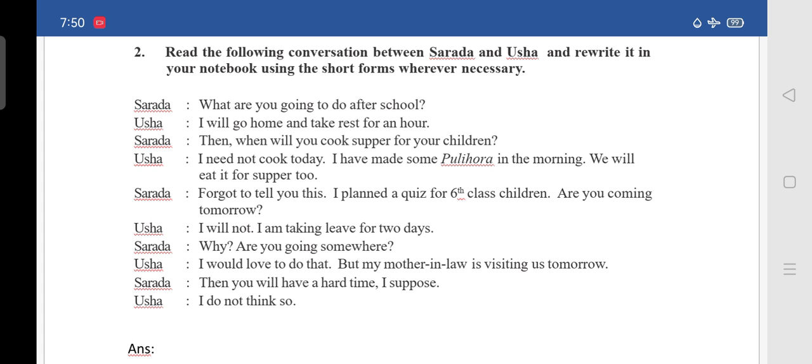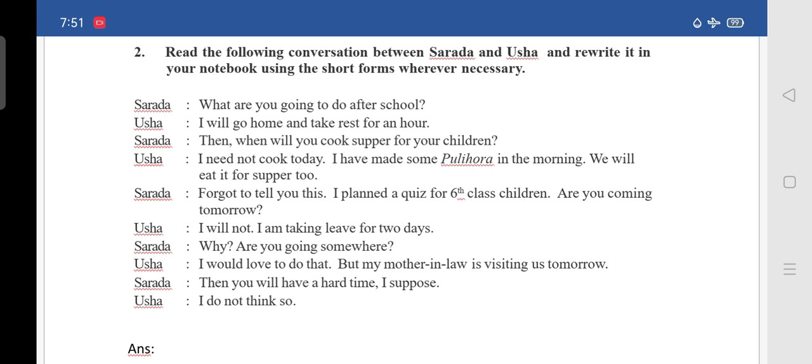Before writing the actual answer, first we will read the conversation they have given. Sharada: What are you going to do after school? Usha: I will go home and take rest for an hour. Sharada: Then when will you cook supper for your children? Usha: I need not cook today. I have made some pulihora in the morning. We will eat it for supper too. Sharada: I forgot to tell you this. I planned a quiz for 6th class children.